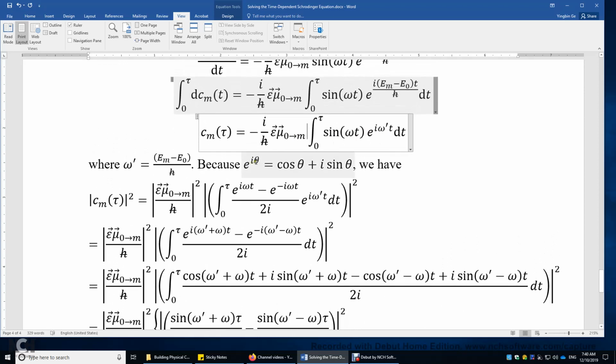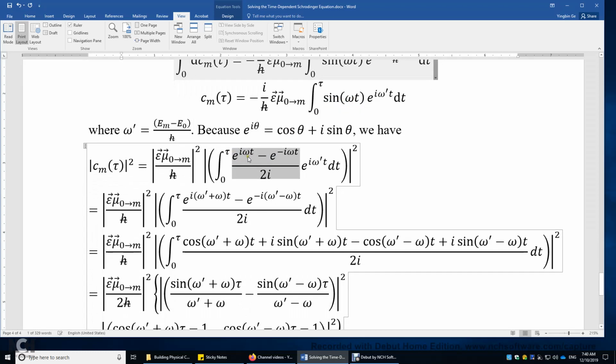Because e to the power of i theta equals cosine theta plus i times sine theta, we know sine theta is e to the power of i theta minus e to the power of negative i theta over 2i. So I'm converting this guy to a combination of two exponential functions of i omega t. So over here, this part is simply sine omega t times another exponential function. I'm doing this because it's easier to integrate an exponential function.